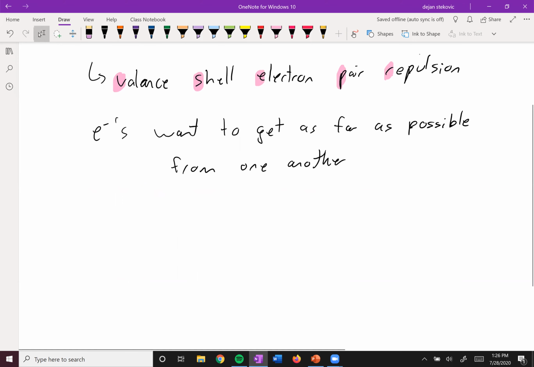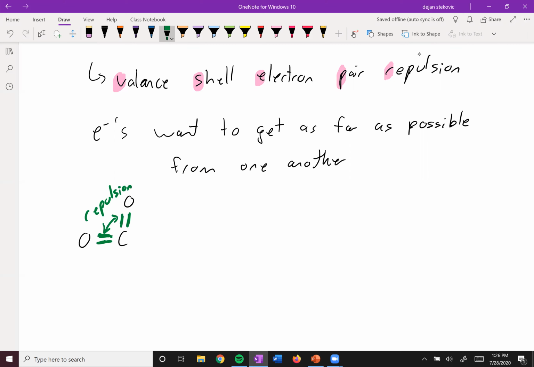So for example, if you have carbon dioxide, and if you're to draw it like this, right, all these bonds are made out of electrons, so they're the same charge, and so there's a repulsion here. And so they repel one another to get as far away as possible while still being bound to the carbon, and so what you end up here with is a linear shape.